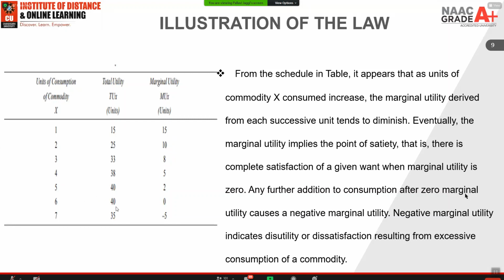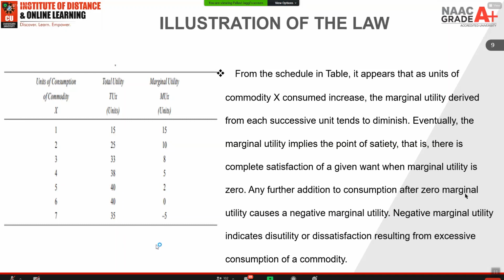But when total utility is what? Constant. You can see at the level of 6. At 5 it is 40, but at 6 it's also 40. So this is the point when our marginal utility will remain 0, and after that, when our total utility starts decreasing, our marginal utility is negative.